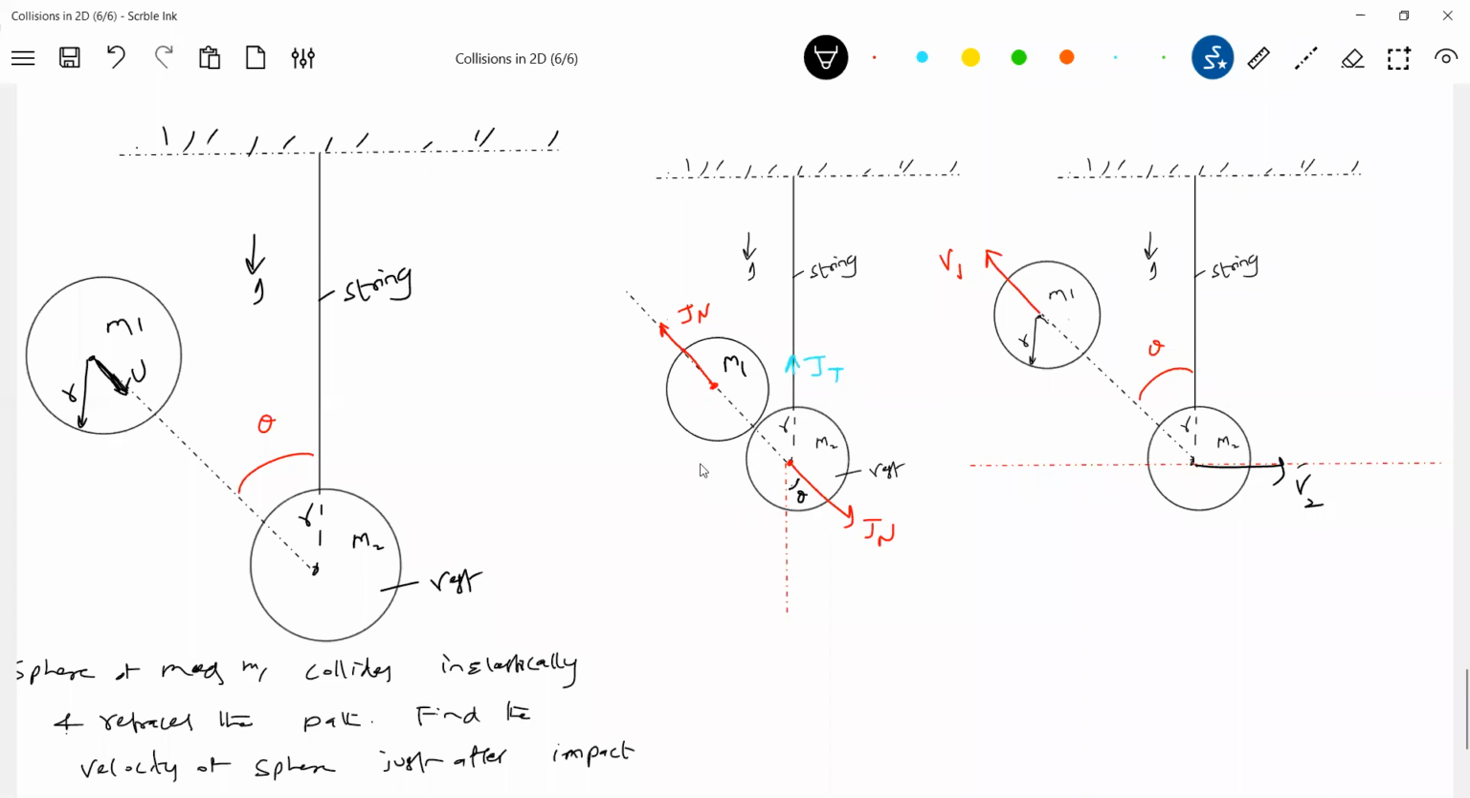What are the unknown things? V1, V2. We'll take help of conservation of linear momentum. Next question: what are the directions? There are two things here. This is the line of impact. In which direction can I apply conservation of linear momentum? Along the x-axis, can I conserve momentum? The answer is no. Any reason? First, along the line of impact. In short, I'll write LOI.